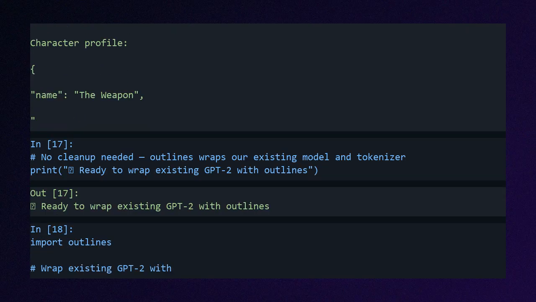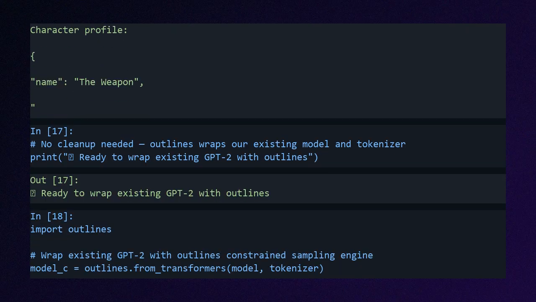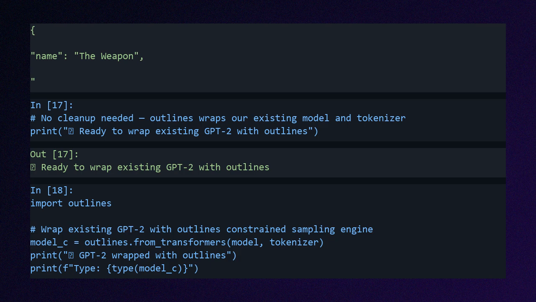We wrap our already loaded GPT-2 model and tokenizer with Outlines, from transformers. This gives us a constrained model object. In the current Outlines API, calling this object directly with a prompt and a schema is all we need, no separate generator step required. The constrained sampling engine is attached to the model itself.